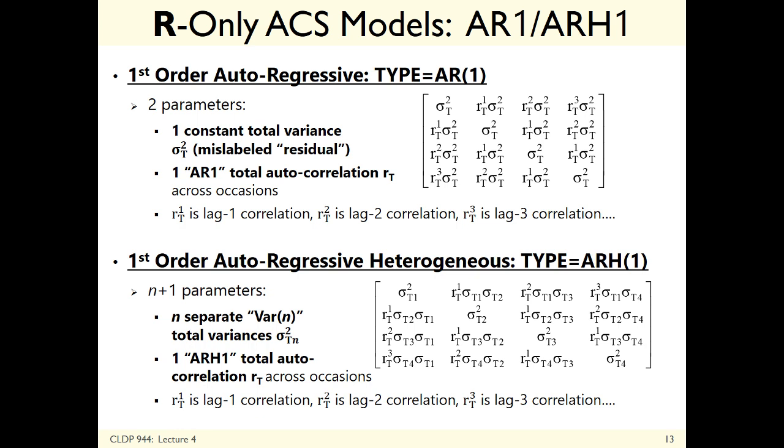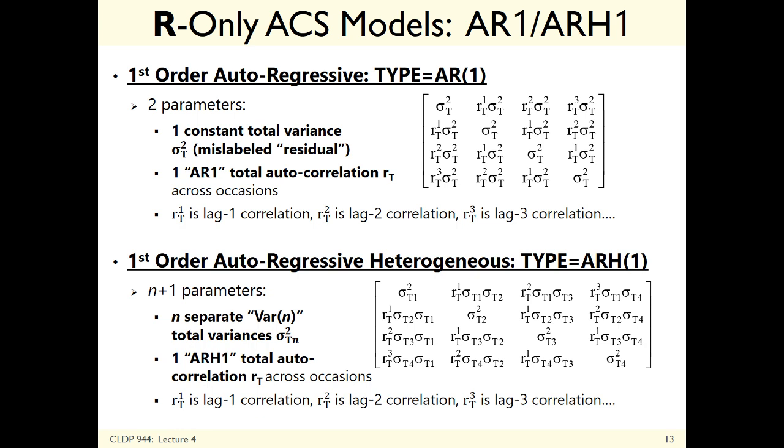And occasions 1 and 4 would be correlated R, 0.8 cubed, which is, any math people? Can someone find out? What's 0.8 cubed? Anyone? Not a trick. I just don't have multiplication tables in my head. What's 8 cubed? 0.8 cubed? 0.51.